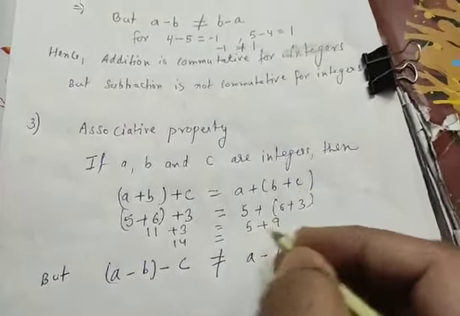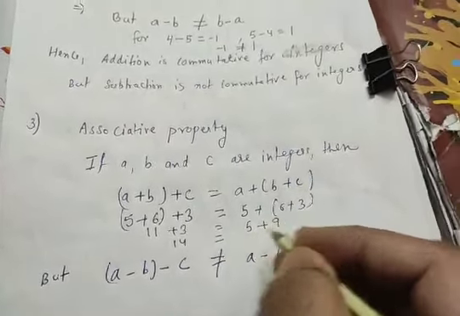Suppose the same example, if I take 5 minus 6 minus 3. This side I will take 5 minus 6 minus 3 in bracket. So here first I have to solve this. This will come minus 1 minus 3. Here it will come 5 minus 3. So on solving this side you will get minus 4. On solving this side you will get 2, which is not same.